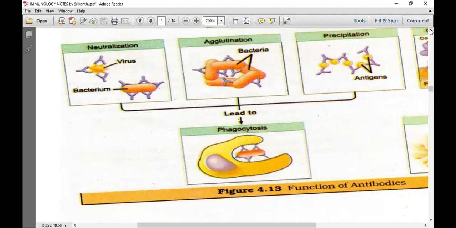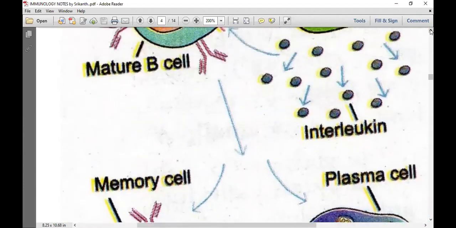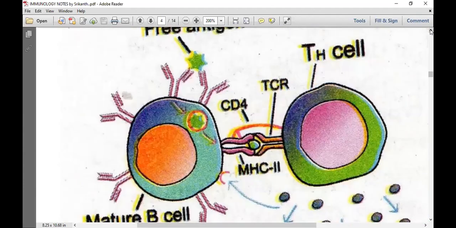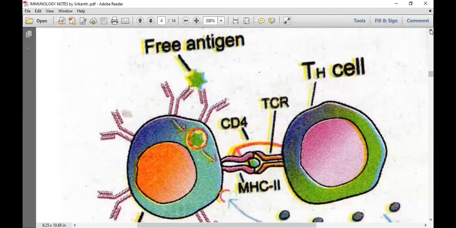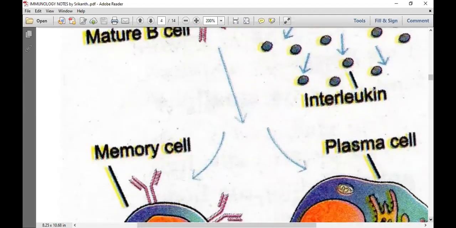Okay, so let me show you a glance look on this particular area. Let me show you once again, this is the mature B cell. When the B cell is acting as an APC, it interacts with the antigen microbe and informs the T helper cell with the help of MHC class 2 molecules. Then the T helper cell again activates the B lymphocyte for the differentiation into plasma cells and memory cells.